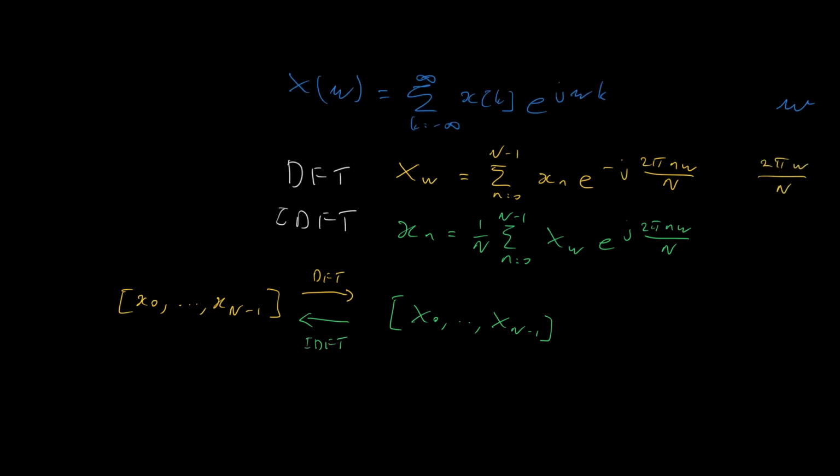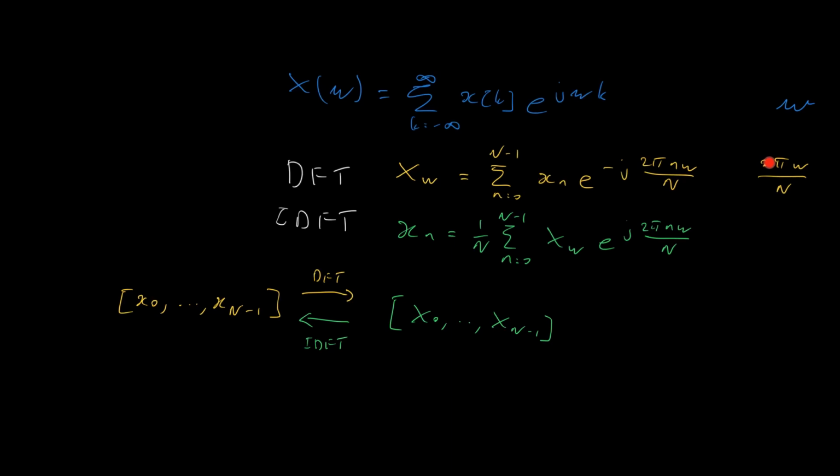Compared with the discrete-time Fourier transform, there are two differences. The first is that the infinite sum has been replaced with a finite sum, and the second difference is that the arbitrary frequency omega has been replaced with a discretized frequency, or sampled frequency, of 2 pi w on capital N.